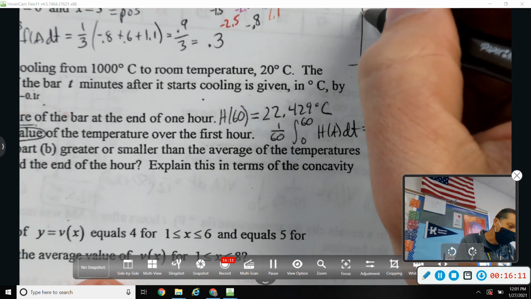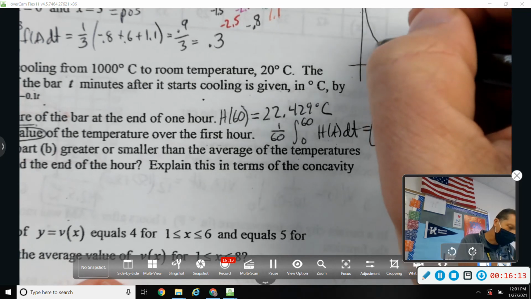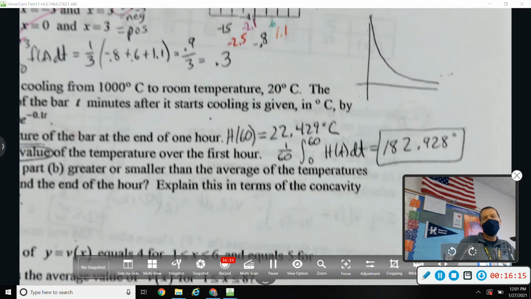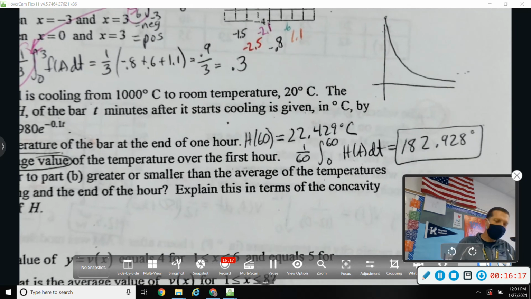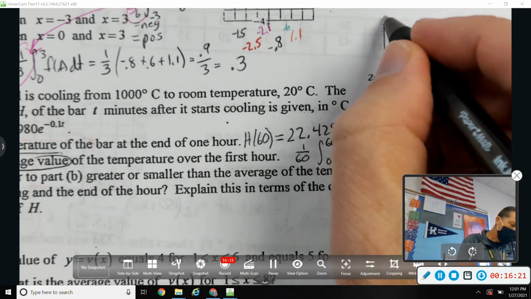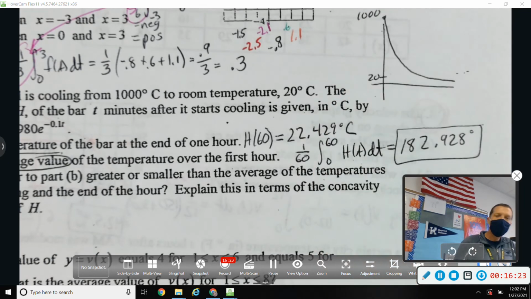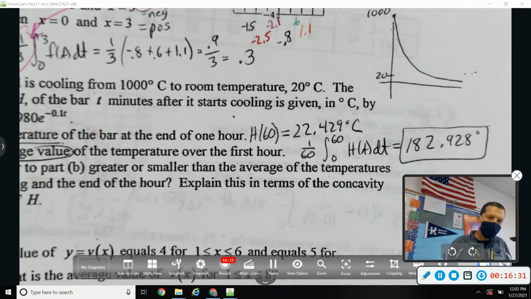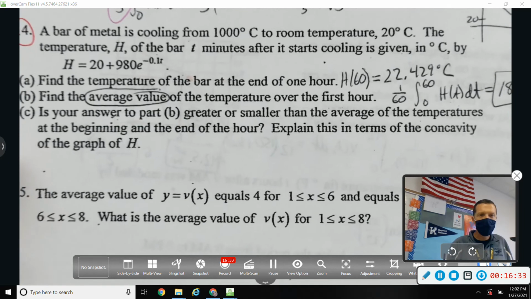kind of a linear thing, but it's not a linear thing. It's like that. So I think I can believe that it's closer to 20 than it is 1,000 because initially it drops so fast, then it kind of levels off. And I think I just answered part C.